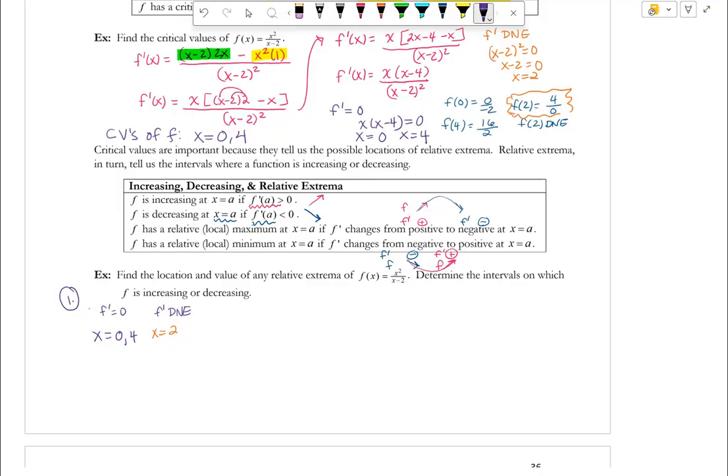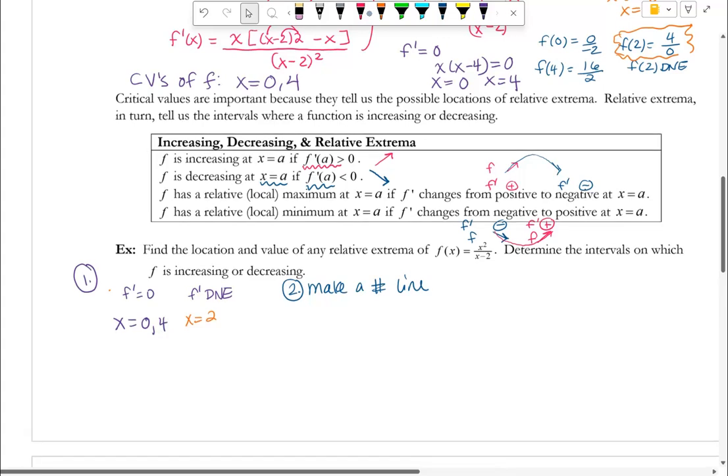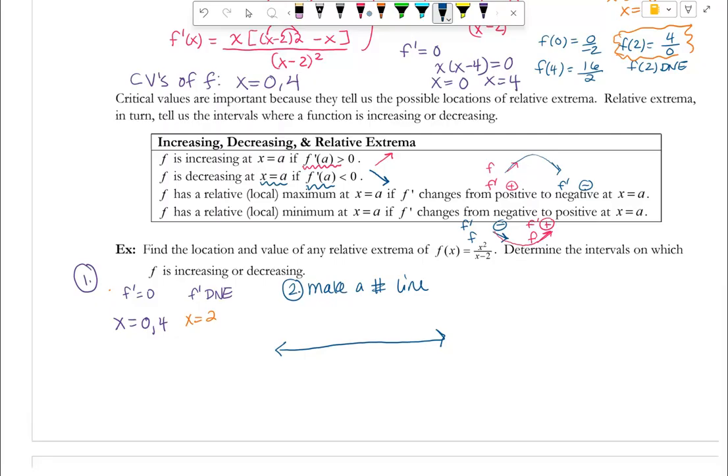The second thing that we're going to do, and I'm going to insist that we do the second thing, is we're going to then make a number line. All right, so when we make a number line, we're going to put all of these values on it, so our critical values, and really anywhere our derivative doesn't exist, even if on a technicality it's not a critical value.